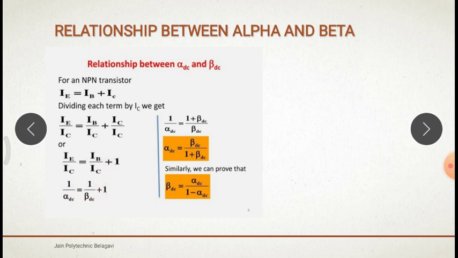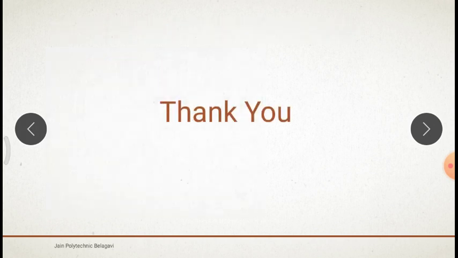Again, in the same way, IE by IC is equal to 1 by beta plus 1. If you do the simplification, you will get alpha is equal to beta divided by 1 plus beta. Similarly, if you derive, beta is equal to alpha divided by 1 minus alpha. So this is the relation between alpha and beta. Thank you.